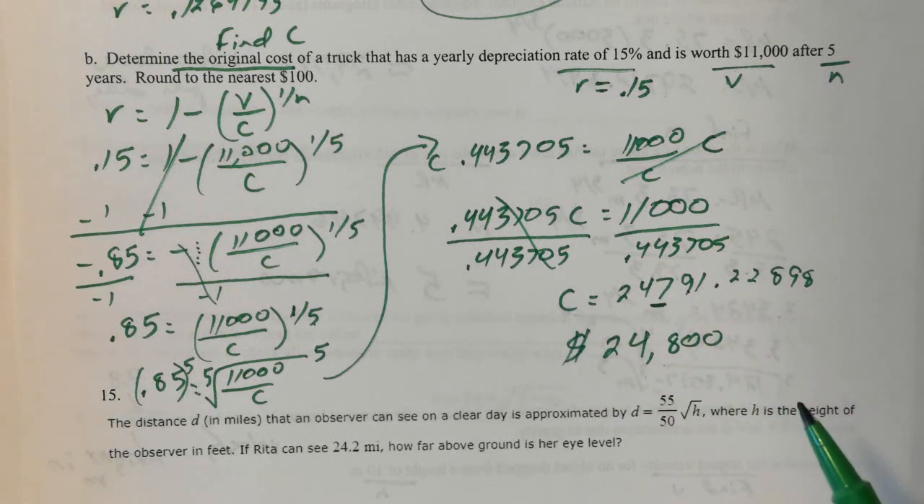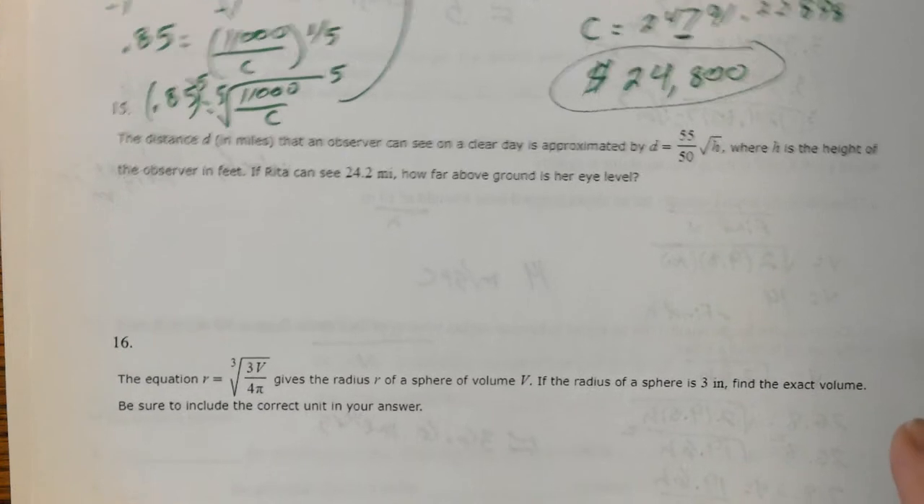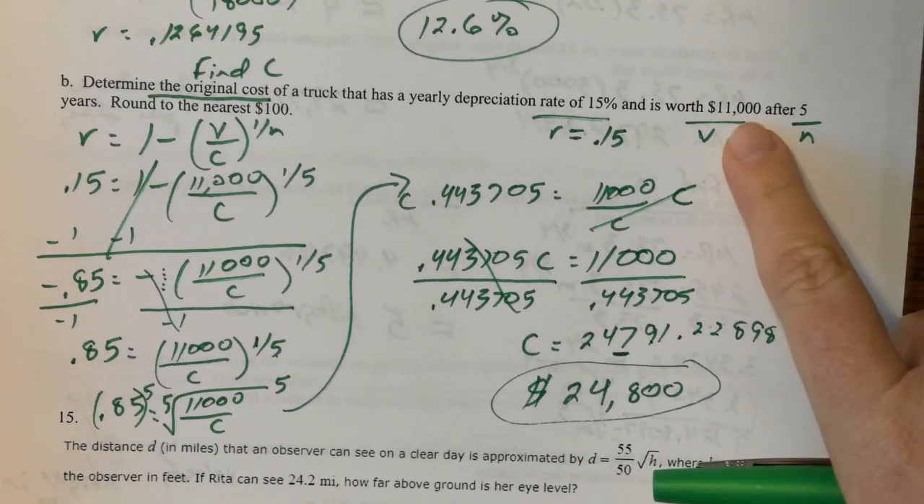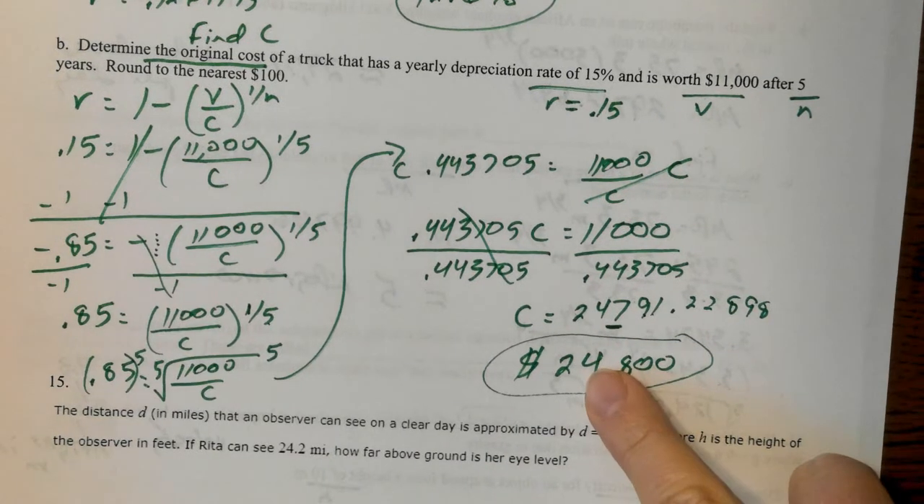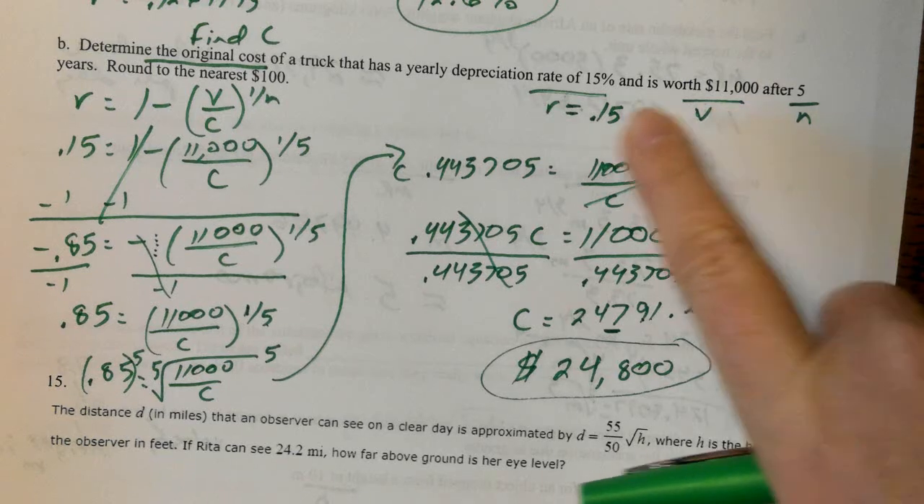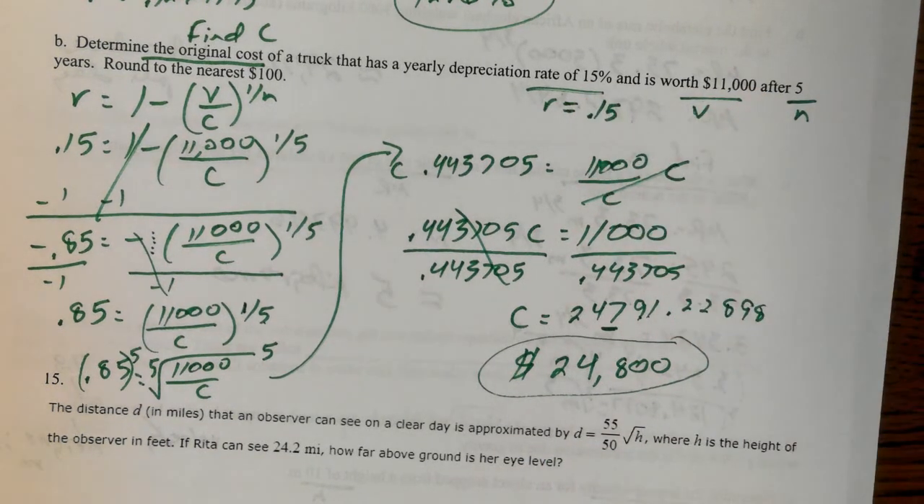So the cost of this vehicle originally must have been $24,800. Now, of course, according to our problem here, now it's worth $11,000. So it's lost quite a bit of value. When you bought it, it was $24,800. Now it's $11,000 because it's lost 15% value every year for those 5 years.